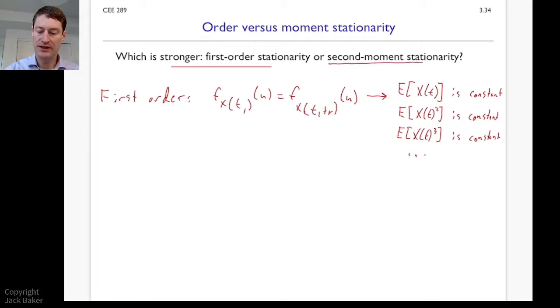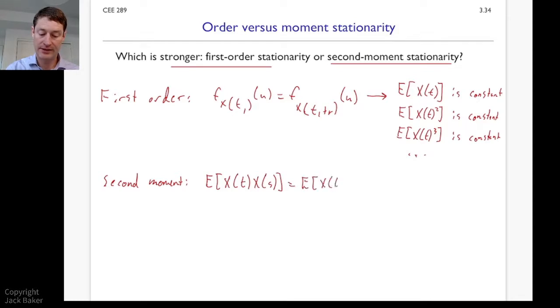Let's look at second moment stationarity then in terms of those conditions. So here we're looking at the expected value of x at time t times x at time s, and that has to be equal to the expected value of x at time t plus r multiplied by x at time s plus r. Alright, and so that's constant.